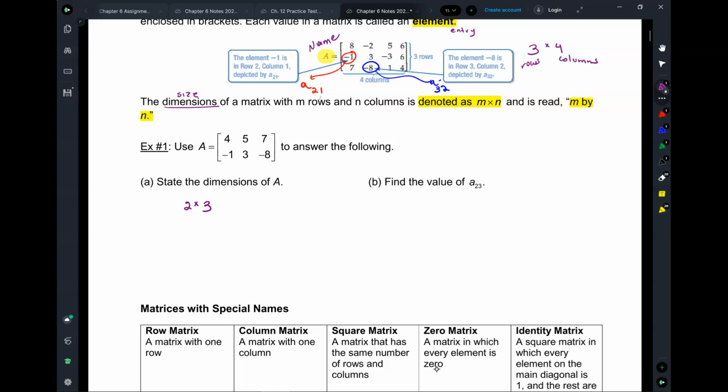A in this matrix. Row 2, column 3 is -8. Okay? So that's -8.